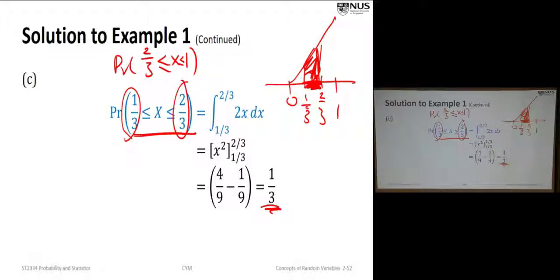Whenever you find something very interesting, ask yourself whether this is by coincidence, just happens to be like that, or whether it can really be proved, can be shown to be true in general. So here I'm saying that I take the middle 1/3 portion, and the probability turns out to be also 1/3. So I ask whether this is a coincidence or the real thing: whenever you take the middle 1/3, the probability is 1/3. That's my question, but this is just by coincidence.